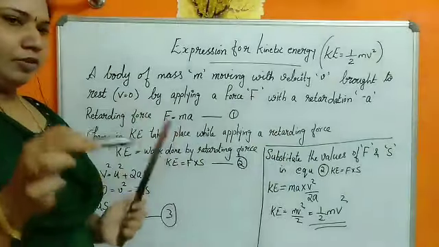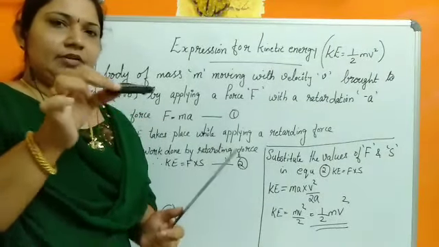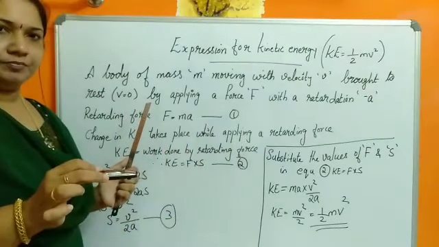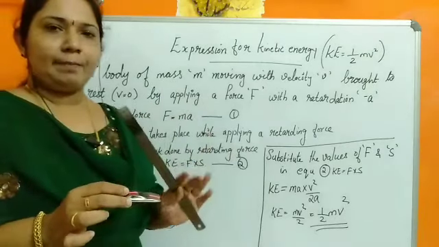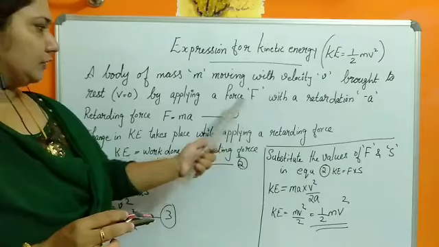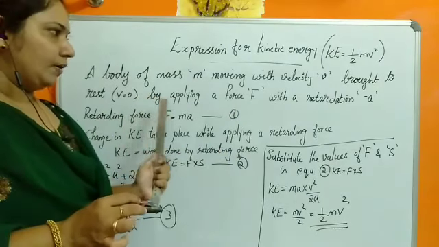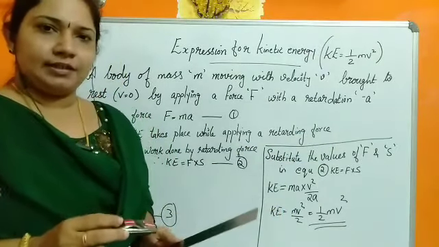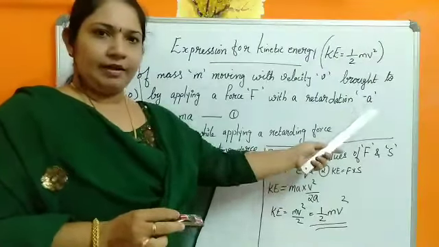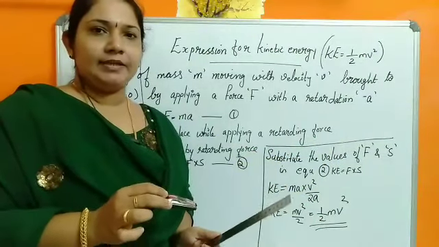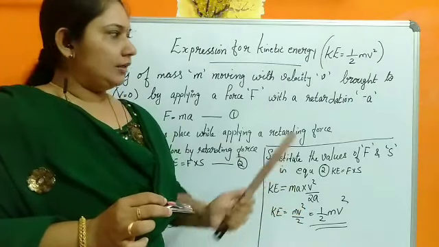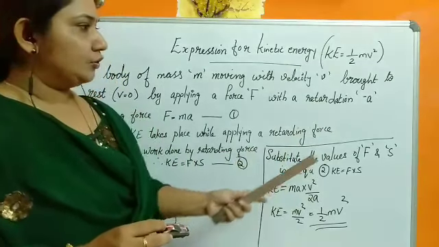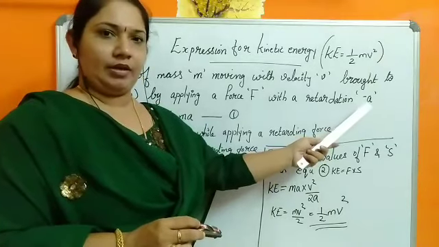It is brought to rest. Brought to rest means when we apply the brakes, it will come to rest. So its final velocity will be equal to 0. By applying a force, that means we are applying the brakes, the car comes to a stop with a retardation of negative a. When we give acceleration, we used to write positive a, but now we are just applying the brakes to stop the car. So finally it has a negative acceleration, which is called retardation. We denote negative acceleration with negative a.